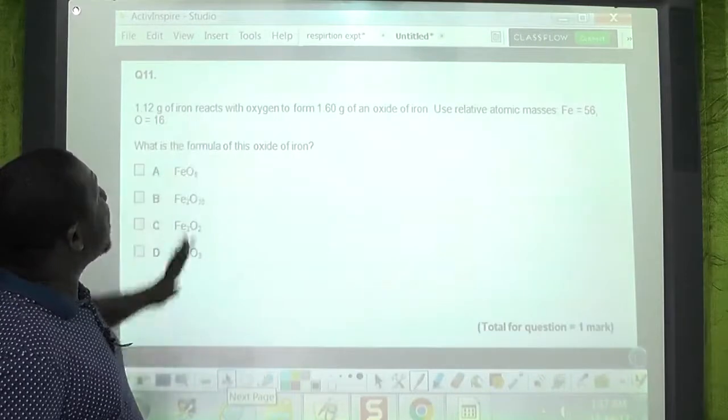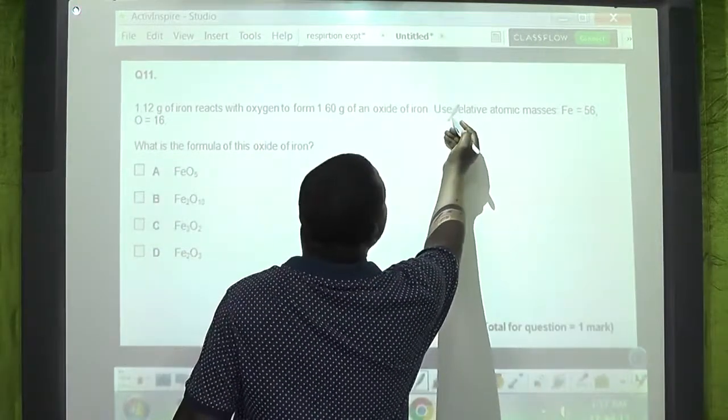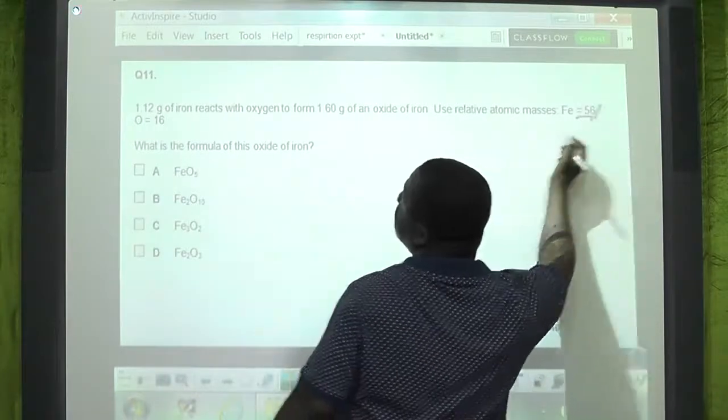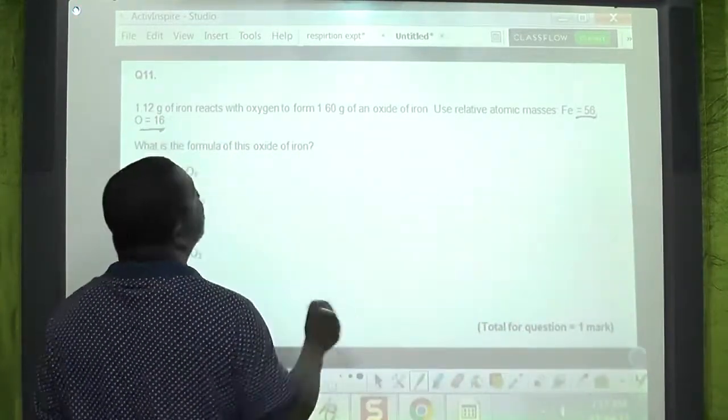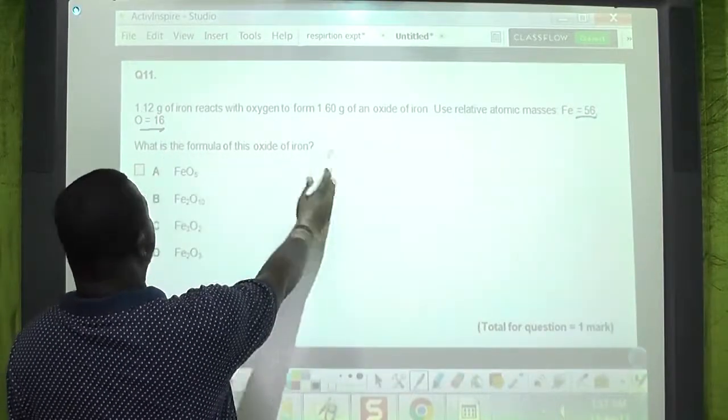1.12 grams of iron react with oxygen to form 1.60 grams of iron oxide. Relative molecular mass of iron is this and this. This is a simple one, but it can be tricky also. What is the formula of the iron oxide?